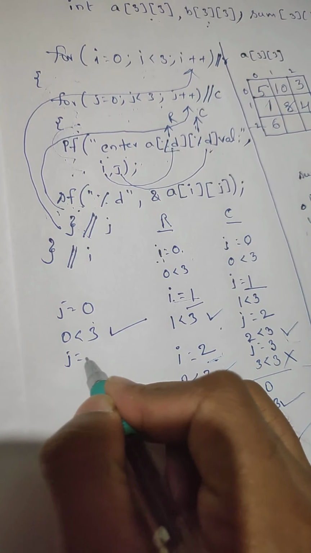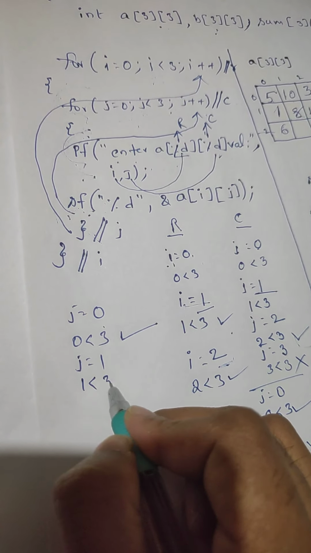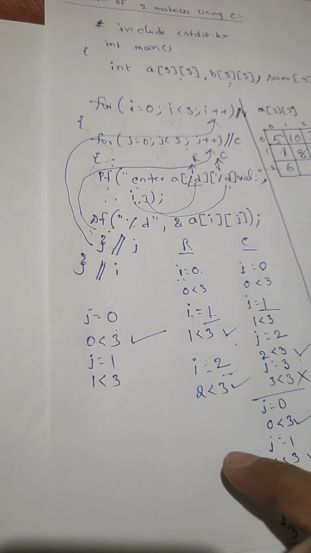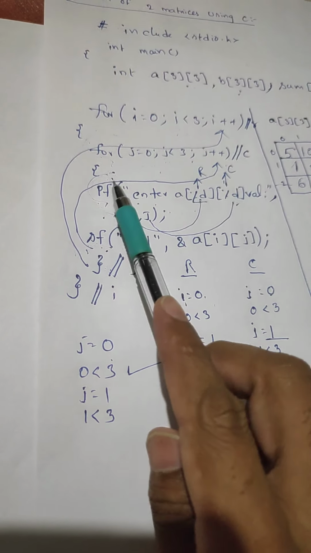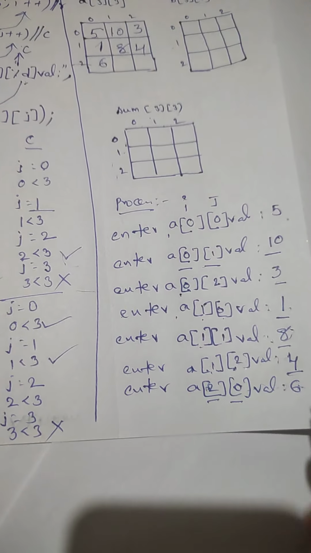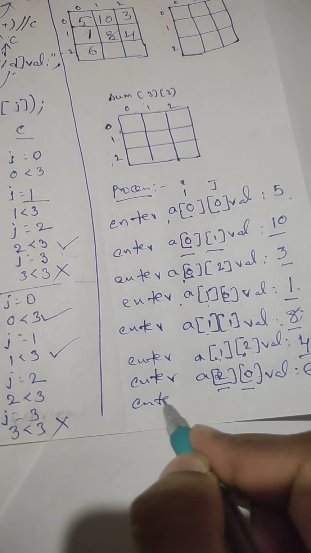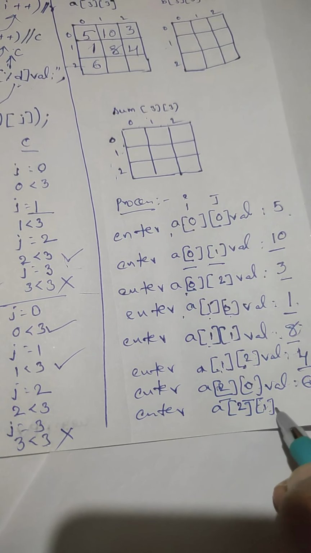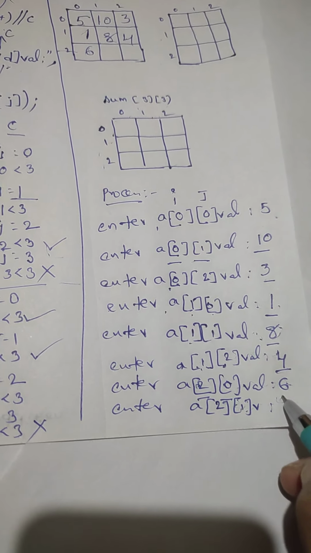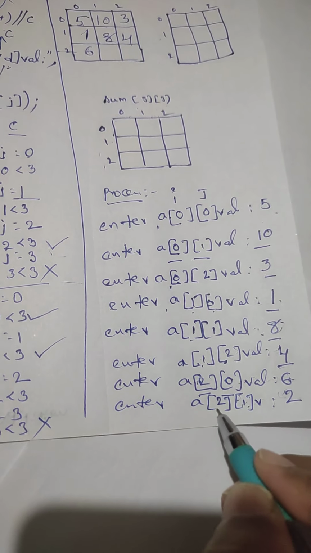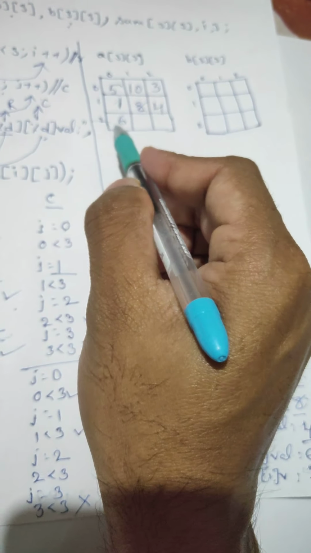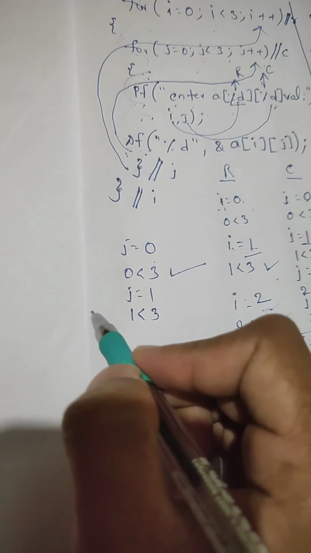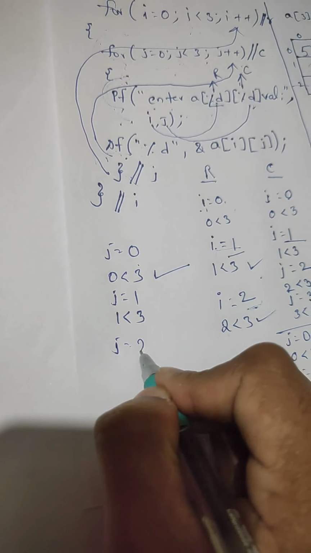In that case j is equal to 1, and check the condition, j less than 3. Again the condition is true. Then the controller enters the inner for loop and executes the printf statement, with the i value 2 and the j value 1. Here I am inserting the value number 2. The 2 is stored in the second row first column. And again j plus plus, so j becomes 2.